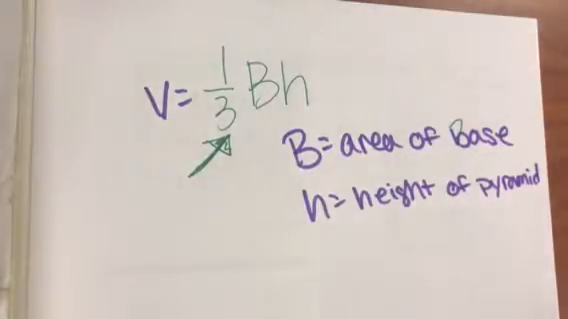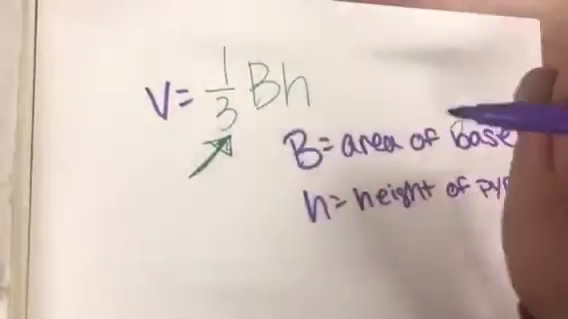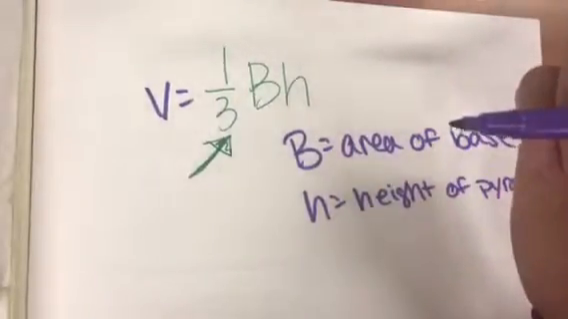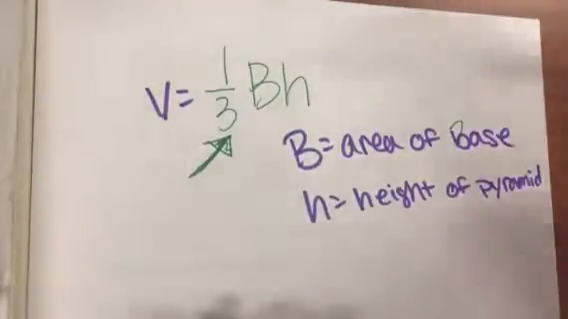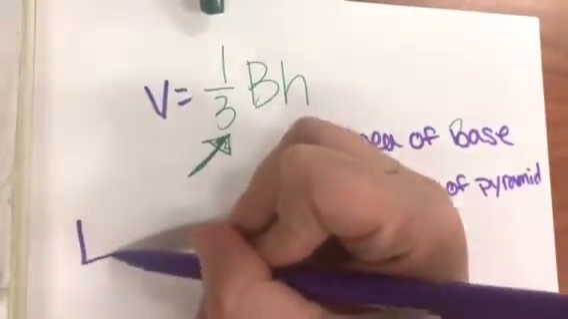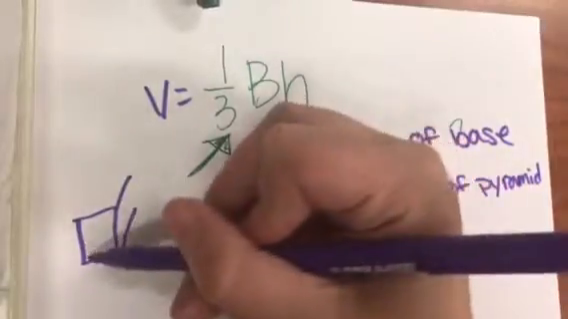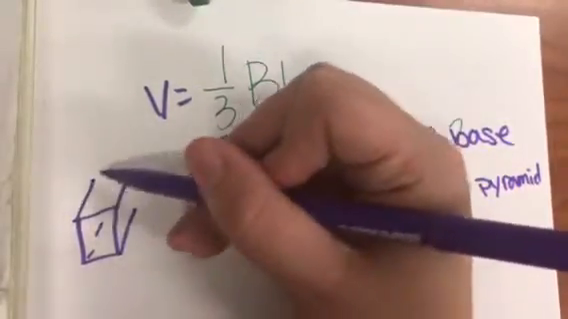Now, this is the formula for both pyramids and cones. Remember on prisms and cylinders, it was area of the base times the height. Why do we have a 1/3? It's basically the same, it's just a 1/3. Basically, all you do is pretend that it's a prism, and once you find the area, you divide it by 3.